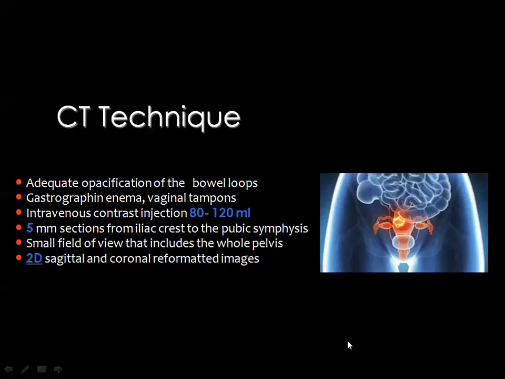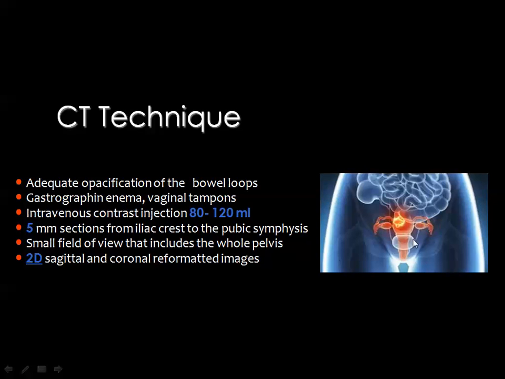And you know that to examine the pelvis for male and female, we usually use almost the same technique, but in the female patient, we would like to have some precautions and some more preparations so that we are able to adequately delineate the pelvic organs, especially the ovaries, which are somewhat difficult to be delineated by CT scan.